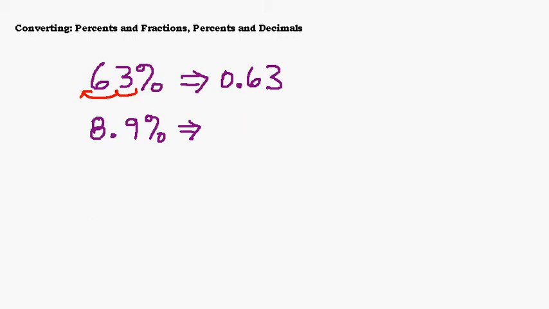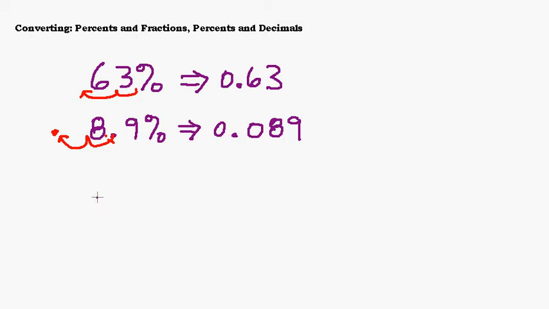All right, let's move it 2 places. So we got 1 will take us around the 8, and then we got to go 1 more place and there's nothing there. So we need to put a 0 there to hold that place. Therefore, our answer is going to be 0.089.